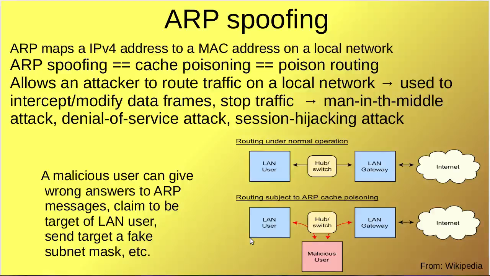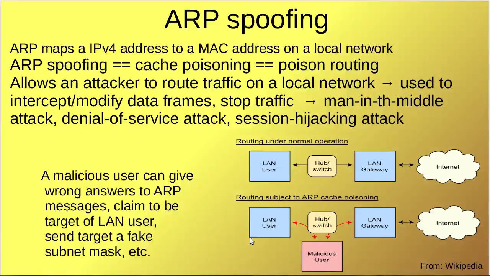ARP spoofing is a way to pretend to be someone that you're not on a local area network. So remember, ARP, address resolution protocol, maps an IP address to a MAC address on a local network. And so what you're doing there is some machine knows the IP address of another machine they want to talk to, but not the MAC address which they need to send packets or frames on a local area network. And so if you want to pretend to be someone else, you can use ARP spoofing.